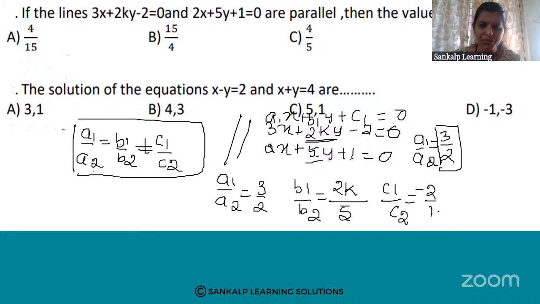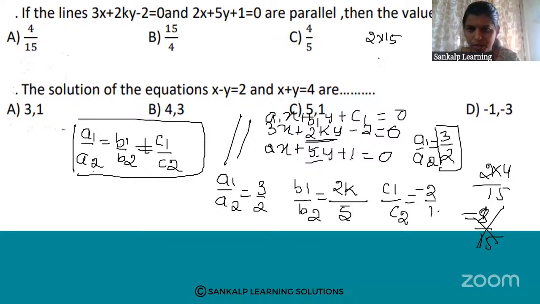4 divided by 15 is an option. So 2 into 4 divided by 15 is 8 divided by 15. This does not work for us. Next, 15 divided by 4. K value is 15 divided by 4, so 15 into 2 is 30 divided by 20. 0 will get cancelled. We are left with 3 divided by 2. So A1 divided by A2 value and B1 divided by B2 value are matching here.